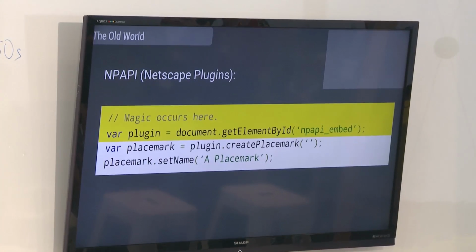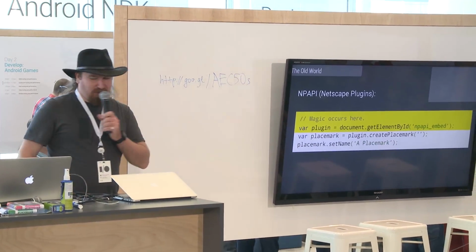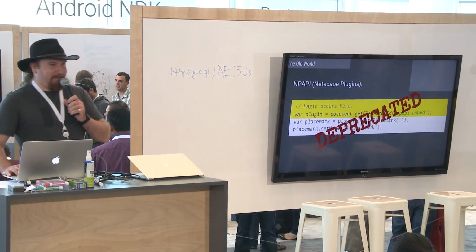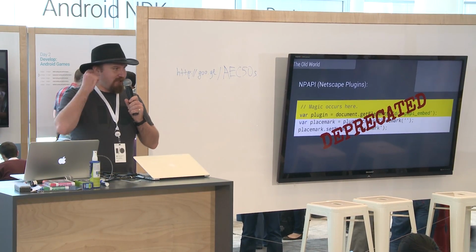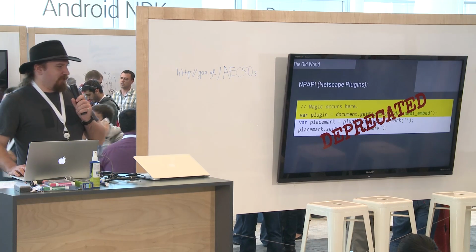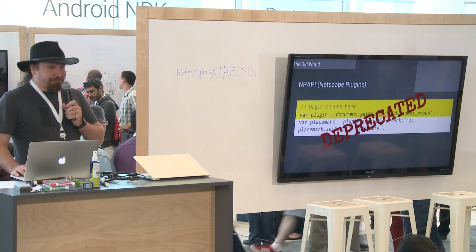So it's really hard to work with, hard to write, hard to debug. It has security holes the size of small countries. And most relevantly for all of us, it is deprecated. It is going away in Chrome. It is probably going away soon in Firefox. Internet Explorer never supported it terribly well. We don't want to use NPAPI anymore.